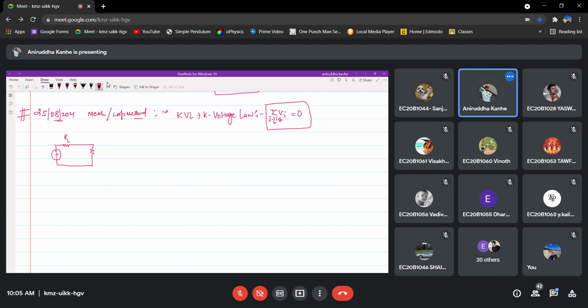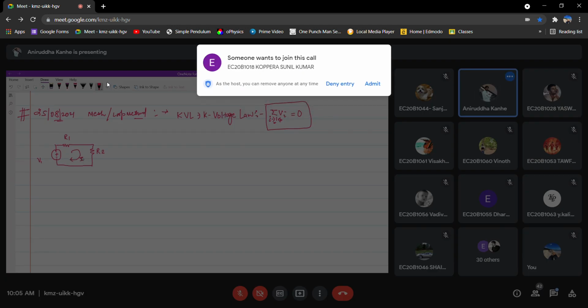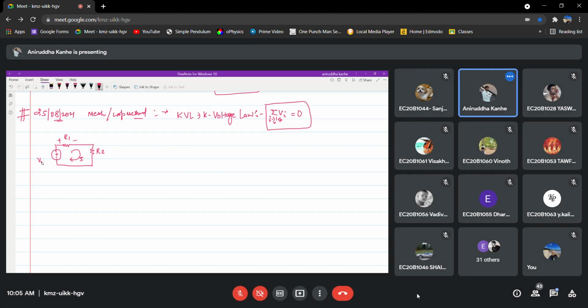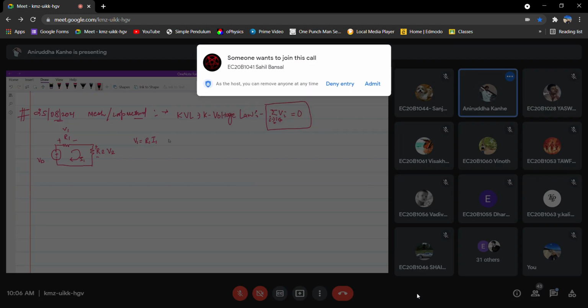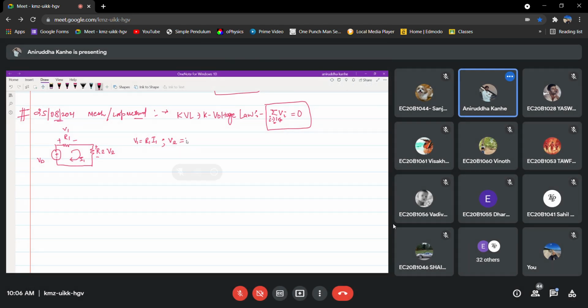let us say this is R1, R2, and this is V1, and the current flowing in this loop is, let us say, I. This is voltage, let us say V0, that is V1, and the voltage drop across R2 is V2. So one can write V1 is R1 I1, V2 is R2 I2.